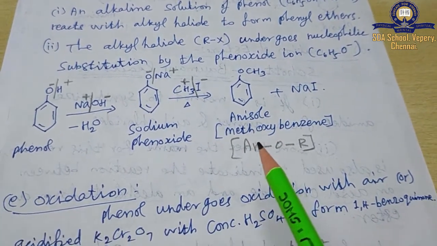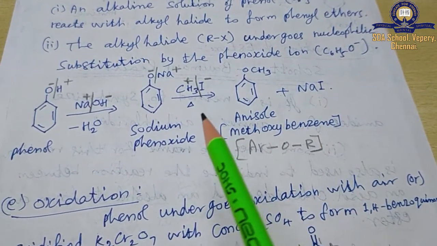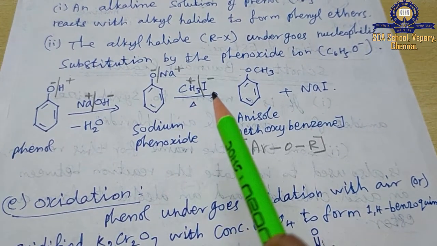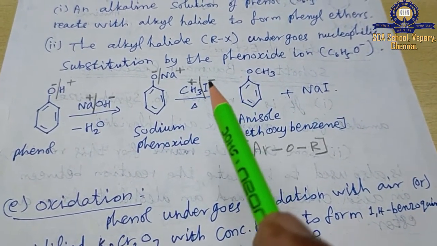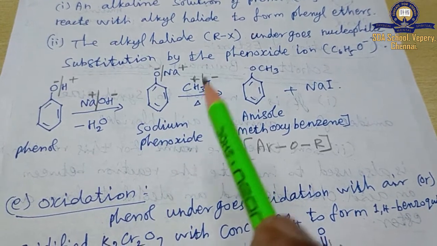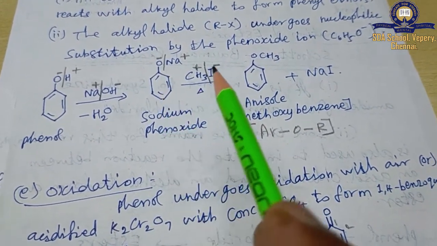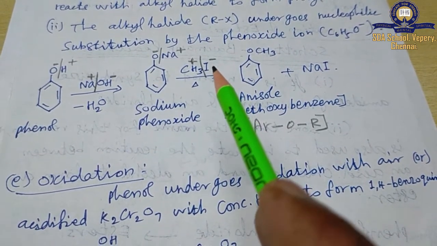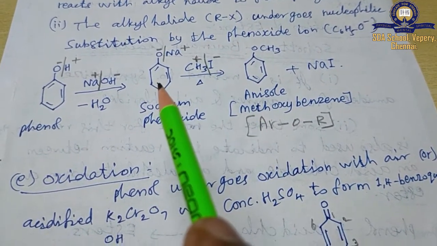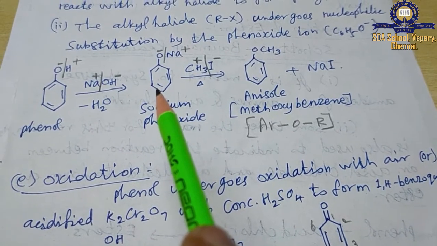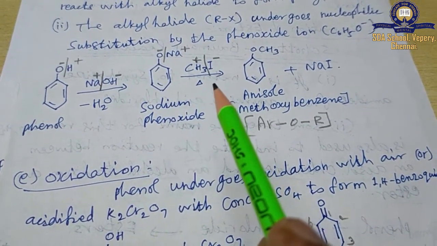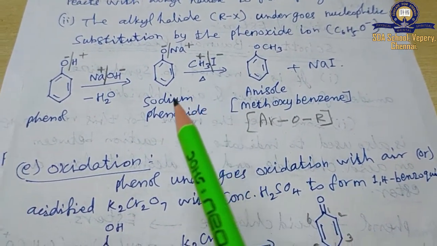That is methoxybenzene. That means in the alkyl halide, the negative part is I-. That I- is displaced by the phenoxide ion. This is also a negative part. So from this compound, this nucleophile is replaced by this phenoxide nucleophile. That's why this is called a nucleophilic substitution reaction. Able to follow?